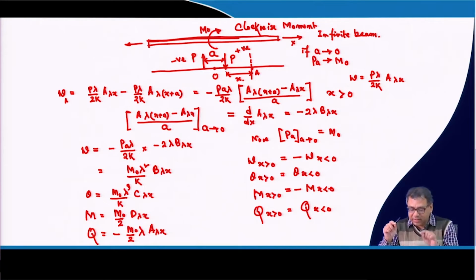That means, in such a case W will be equal to minus M0 lambda square by k, B lambda x, if x is greater than or equal to 0. Accordingly, for x less than 0, you have to modify your equations like the cases I have explained. So, only if the loading is acting in the upward direction, concentrated load, or the moment is acting in the anti-clockwise direction, in case of P or P0 it will be minus P or P0, or in case of M0 it will be minus M0. That is it.